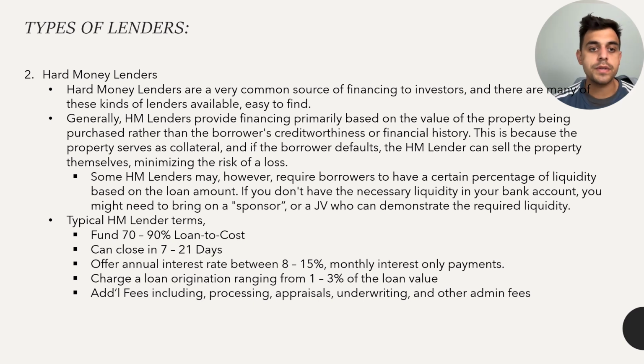Generally, hard money lenders provide financing primarily based on the value of the property being purchased rather than the borrower's creditworthiness or financial history. This is because the property serves as collateral, so it's a recourse loan. And if the borrower defaults, the hard money lender can sell the property themselves, minimizing the risk of loss. Okay, let's unpack that a little bit.